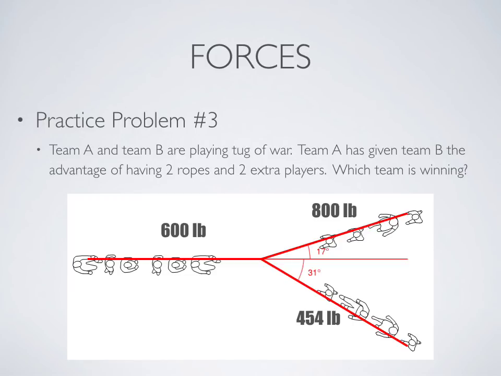Okay? So Team A and B are playing tug of war. Team A has given B the advantage of having 2 ropes and 2 extra players. Which team is winning? You have to figure out how you can combine these forces to figure out which one is actually winning.